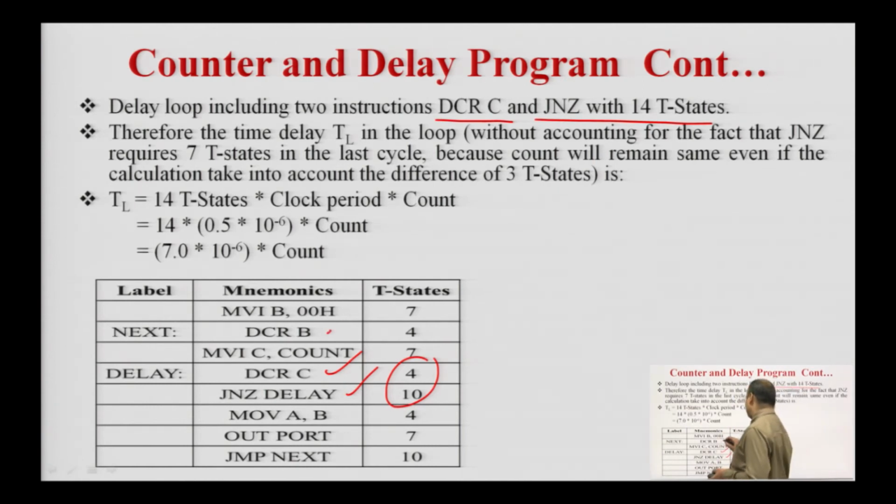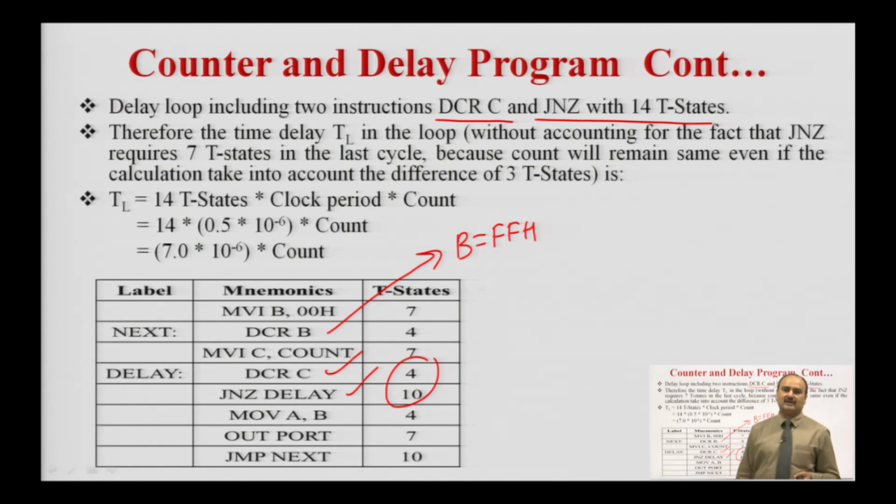If we decrement this value by 1, the value of the B register becomes FFH, because here we need to design a down counter. It will count from the first value FFH and keep on decrementing up to 00. Therefore, the time delay TL in this loop is calculated without accounting for the fact that JNZ requires 7 T states in the last cycle. In the previous case, when we generated the time delay with the help of a single register pair or nested loop, we deducted 3 to get the accurate value of the time delay.